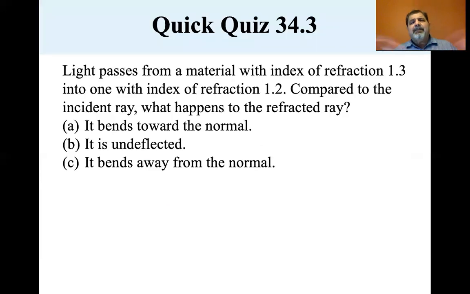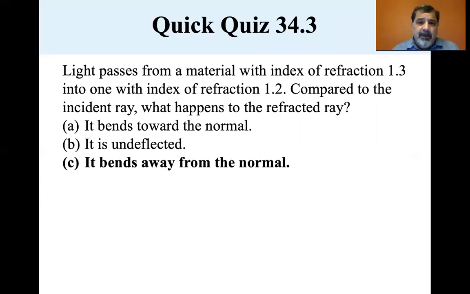Now, light passes from a material with index of refraction 1.3 into one with index of refraction 1.2, so a lower index of refraction. So it's faster. Compared to the incident ray, what happens to the refracted ray? It bends toward the normal, it is undeflected, or it bends away from the normal. Well, the answer is, because it's faster, it bends away from the normal.